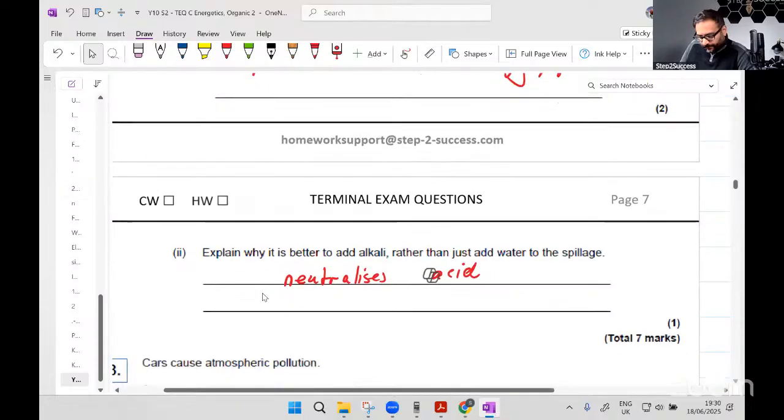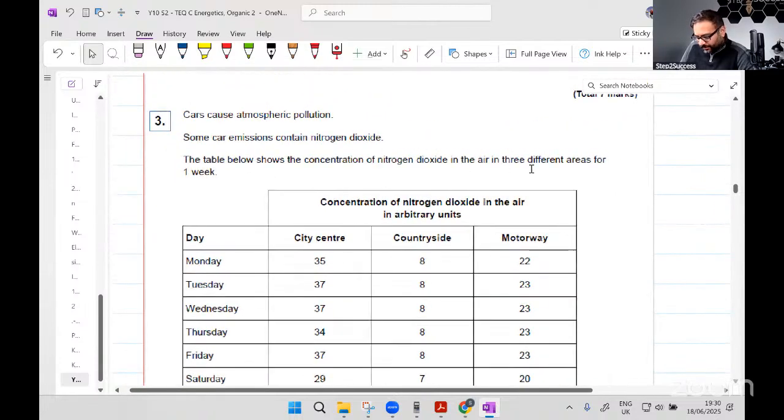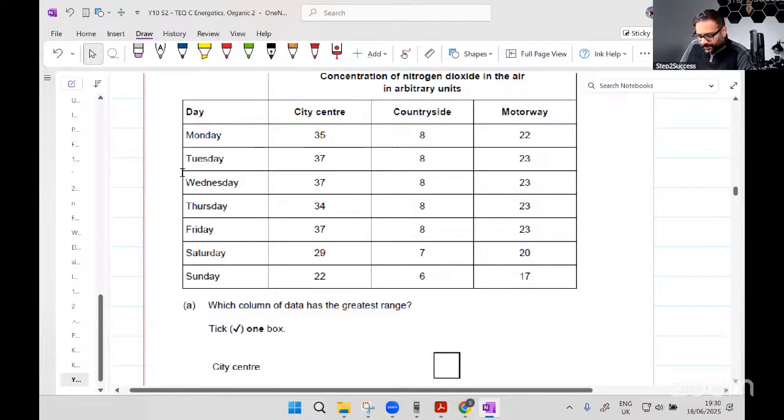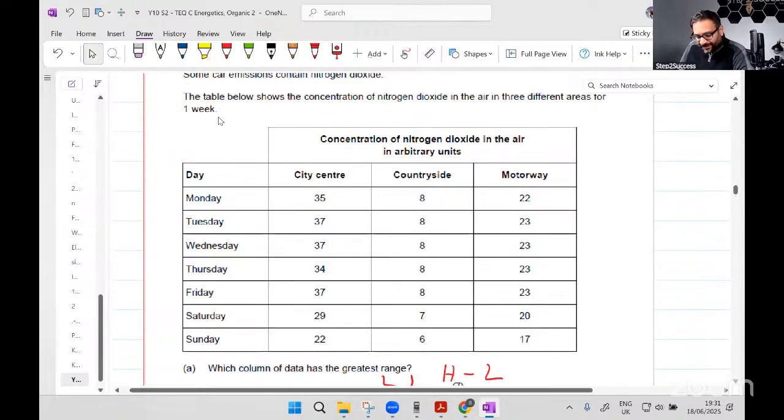1 to 4, right. This is 3. Cars cause pollution. So, yeah, 3 different areas. Okay. Which column of data has the greatest range? What is range from maths? It's highest, take away lowest. So what you need to do, I'm not going to do this for you, is look at each column, which column has the greatest range. So look at each of these locations, city centre, countryside, motorway, and do highest number, take away lowest number, and figure out which one is the biggest.